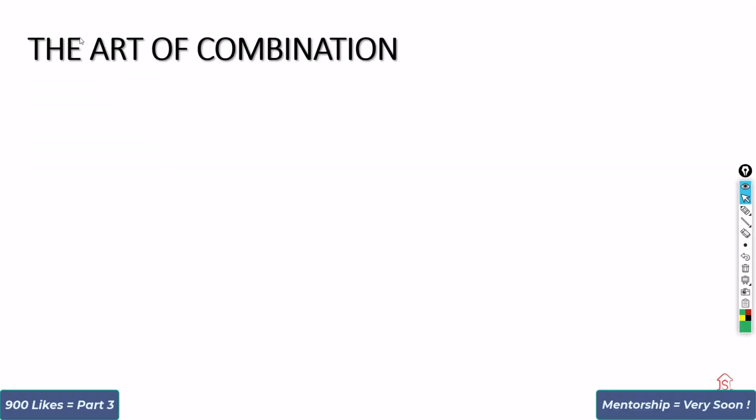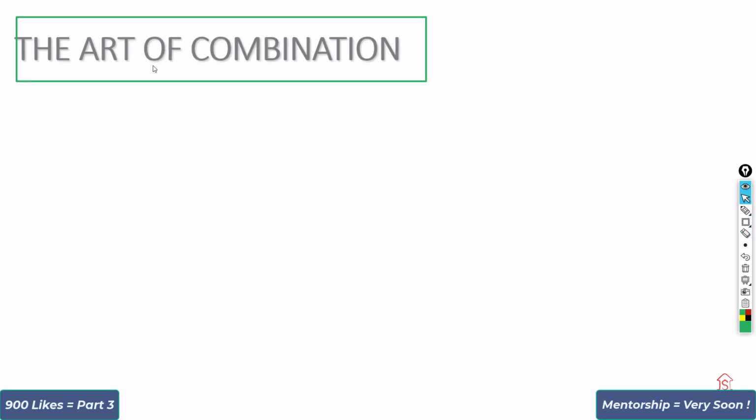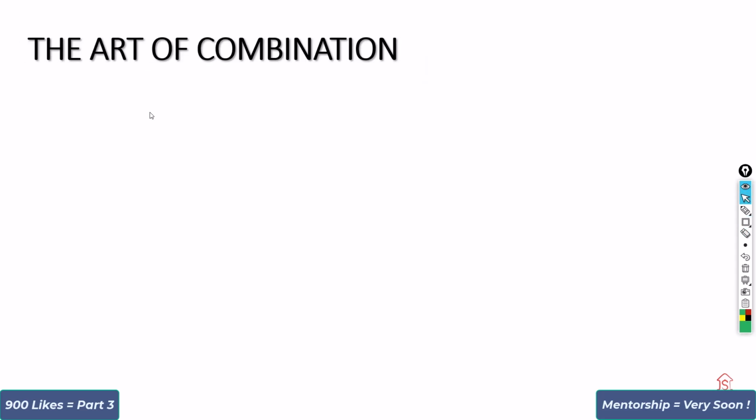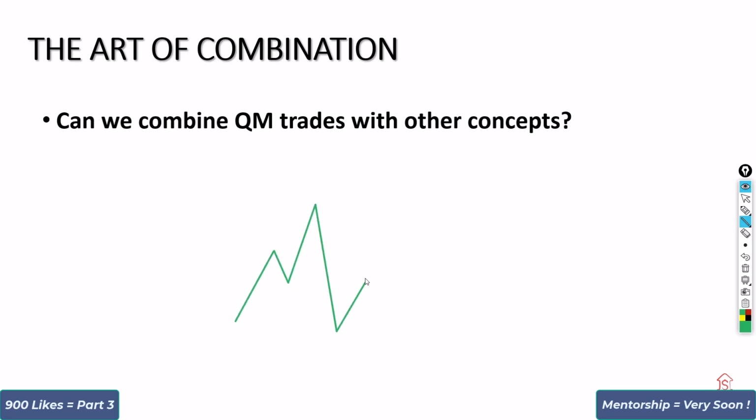All right, now it's time for the art of combination. So the question is, can we combine QM trades with other concepts? So I would say, sure, you can. Of course you can, because the candlestick chart has a very huge flexibility in terms of different things happening in the market. So you might imagine that, okay, QM level is something that is basically rare. So how do I find something to combine?